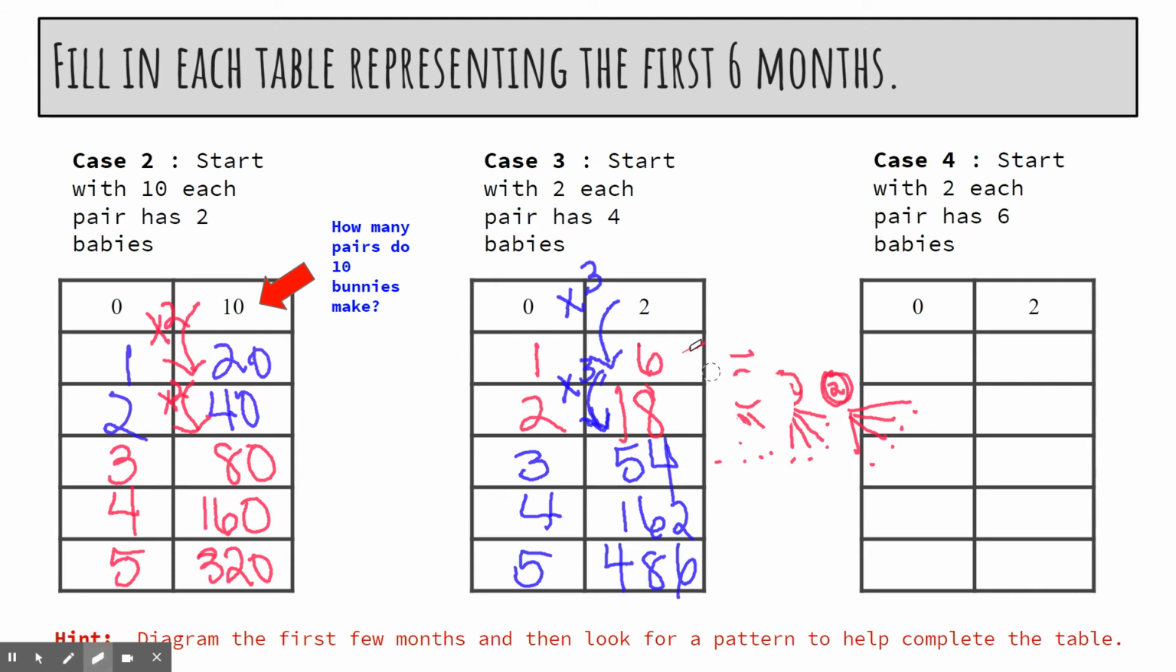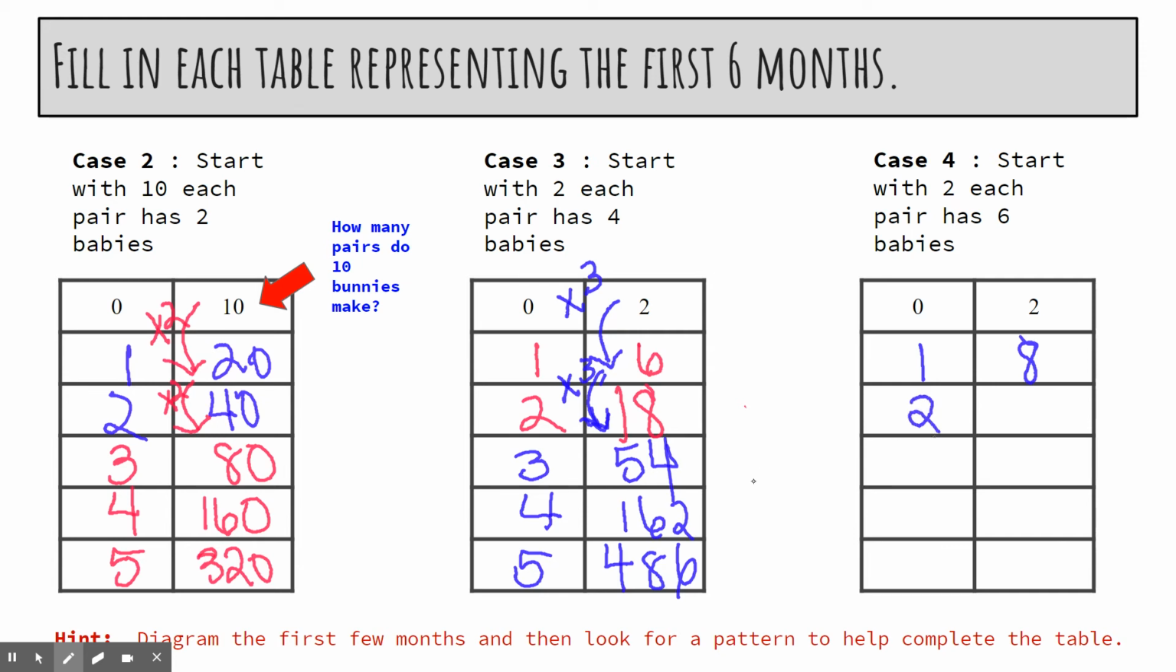All right, so I'm going to get you started on case 4, and then I'm going to have you guys finish it. So case 4 says what? Start with 2. Each pair has 6. So in this case, in month 1, if this first 2, our starting pair, has 6 babies, I add 6 to 2 and I get 8, right?